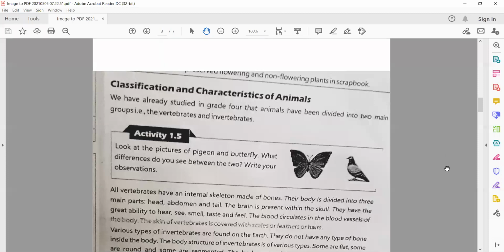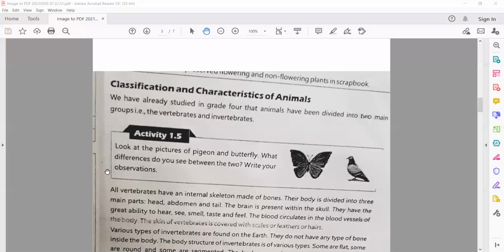Okay, let me tell you what the backbone is. Put your hand on the back side of your neck. Then take your hand downwards along your back. Did you feel any bone? Yes, exactly, that is the backbone, which differentiates the vertebrates from invertebrates.